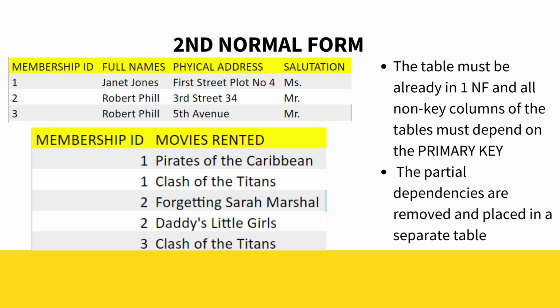Let's make a composite key between full name and address. We have divided our first normal form table into two tables, Table 1 and Table 2. Table 1 contains member information, and Table 2 contains information on movies rented. Membership ID is the primary key for Table 1. Records can be uniquely identified in Table 1 using membership ID.